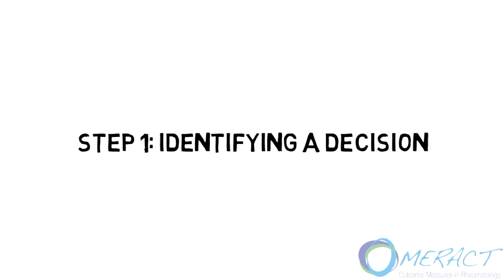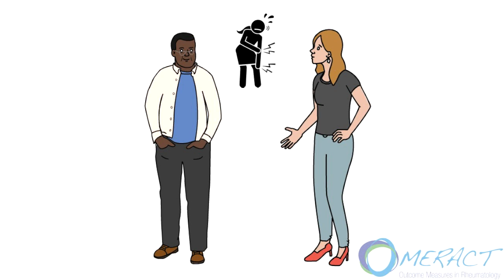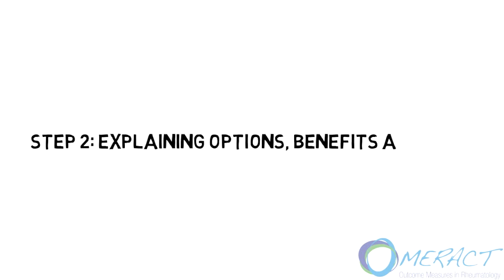In step 1, a decision is identified. Mary and Dr. Joint realize Mary's arthritis is not well controlled and is affecting her daily life. They need to decide which treatment to add in order to reduce stiffness and pain in the mornings. In step 2, the different options, benefits, and risks are explained. With the help of the patient decision aid, Dr. Joint explains to Mary that there are 2 options which have similar benefits to reduce stiffness and joint pain in the morning. They are taken in different ways and have different side effects.